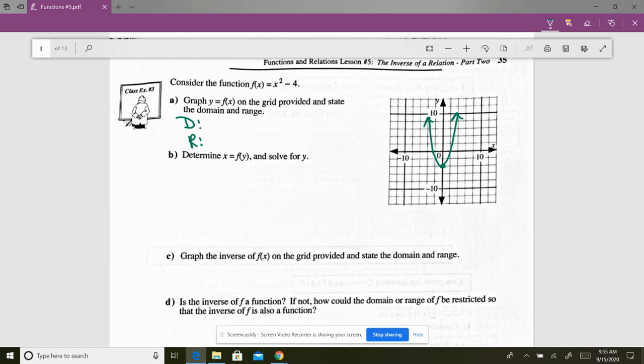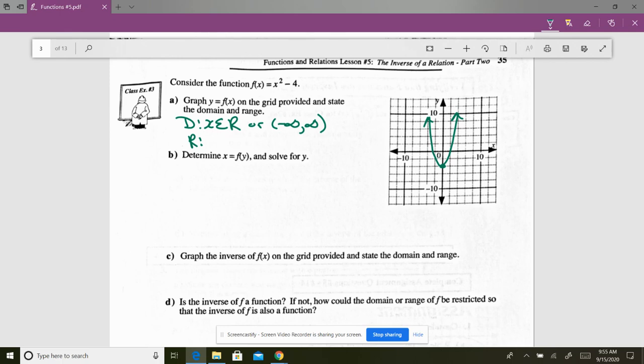All real numbers, exactly. So you can write x ∈ R, or if you're doing interval notation, negative infinity to positive infinity. Your choice. Okay, and by the way, all quadratics have a domain of all real numbers.